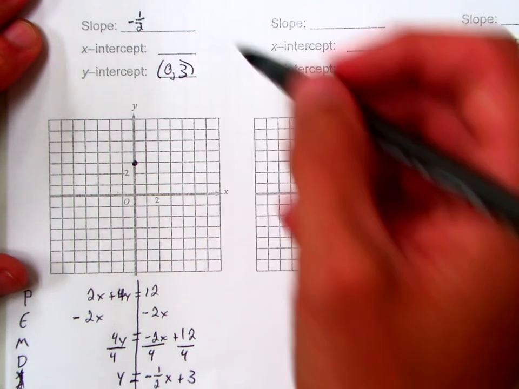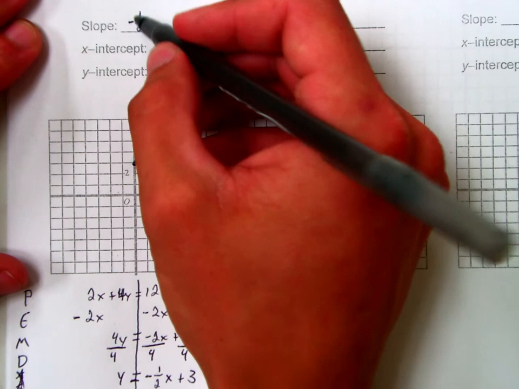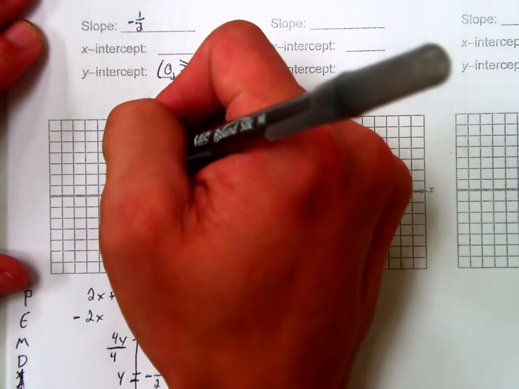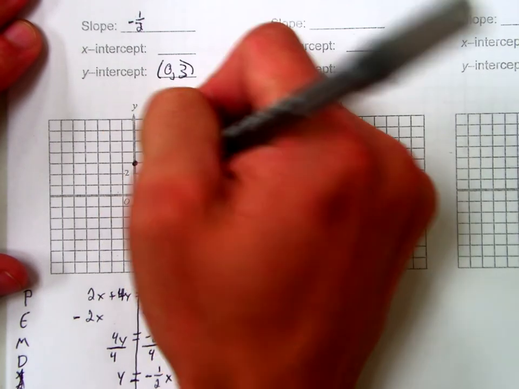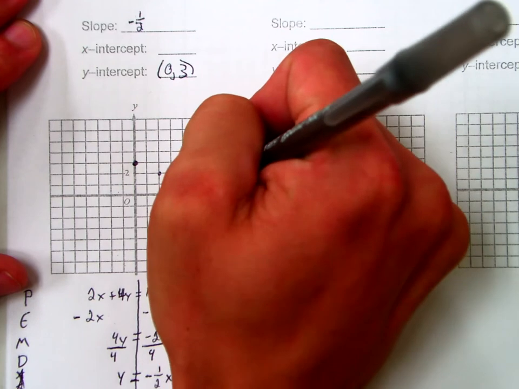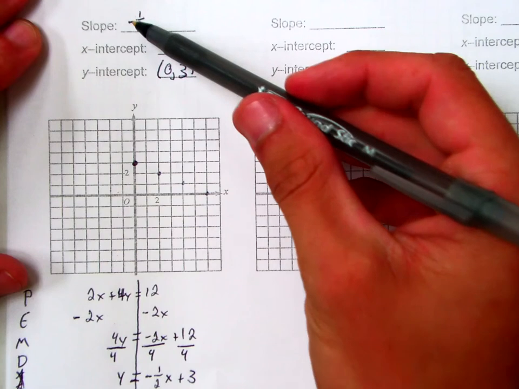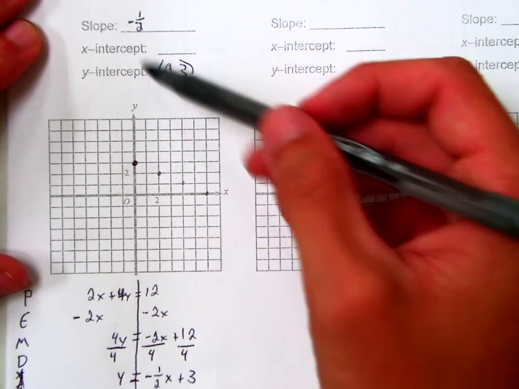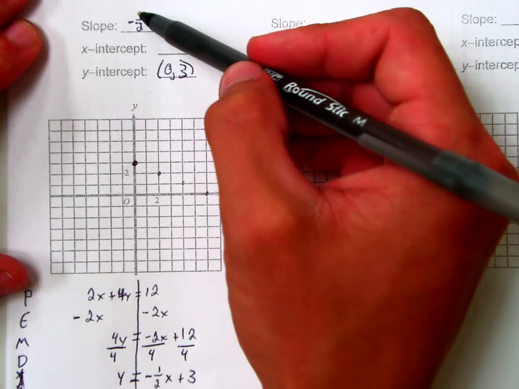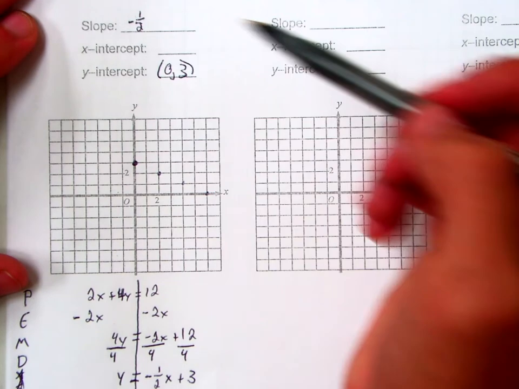So say we put it on top. That means I'm going to go down 1, right 2, down 1, right 2 for my slope. Okay, so there is a display of what it looks like to have the negative on top. What if I put the negative on bottom? That means I go up 1, left 2, up 1, left 2.